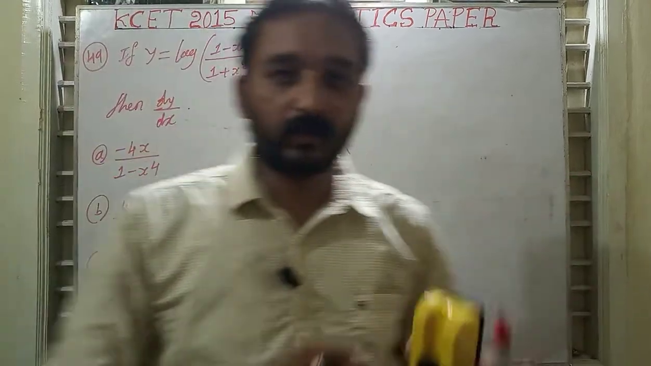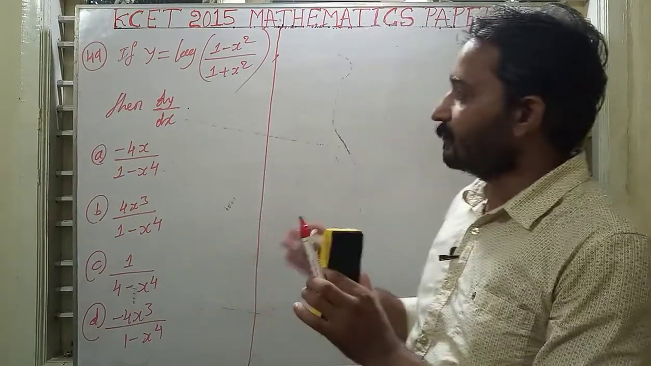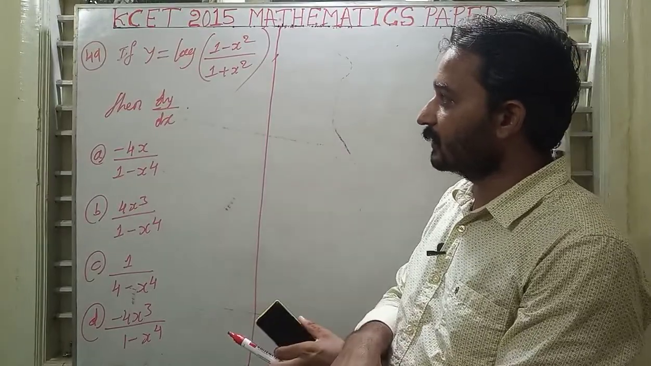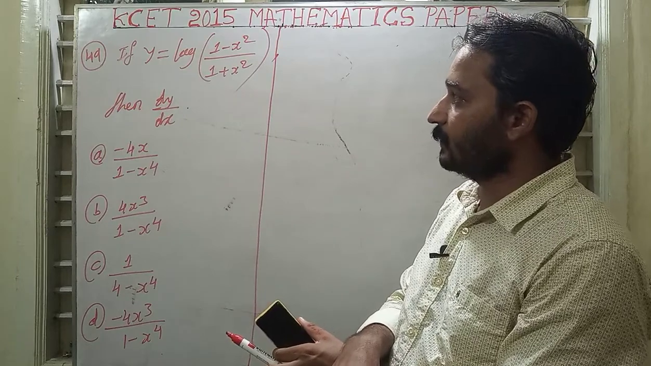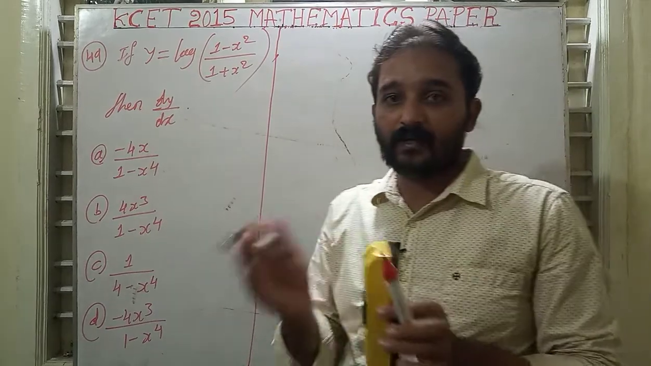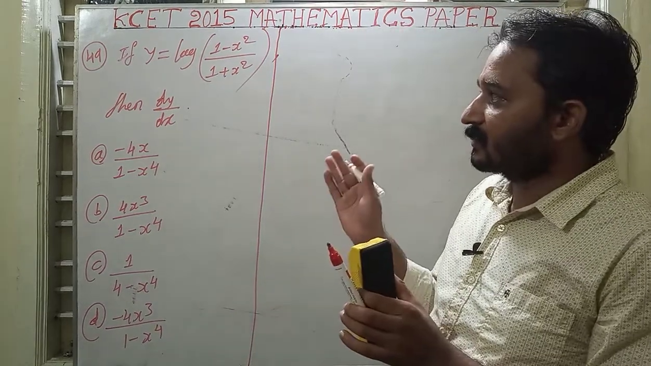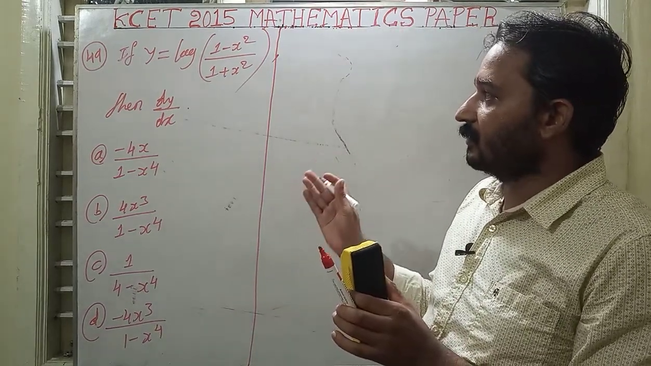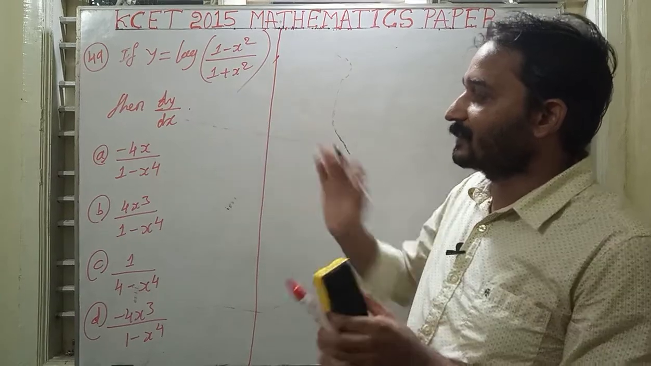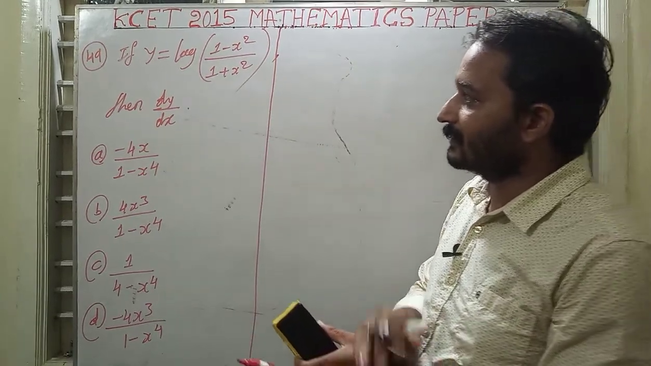So now let us move on to question number 49. This question is based on the chapter continuity and differentiation, once again, particularly differentiation of logarithmic functions. Usually there are 5 to 6 questions on this chapter in KCET. Okay, now let us see the question.